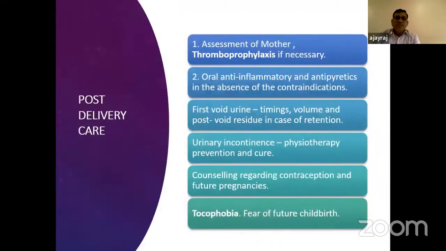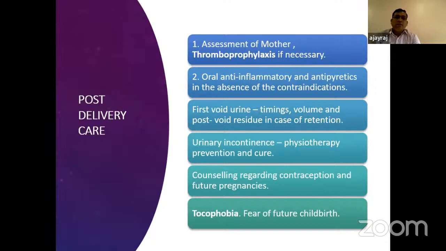So, post-delivery care is also an important part. Assessment of the mother: vitals, then the uterine action, PPH, any lacerations, thromboprophylaxis if necessary, in cases where the patient is obese or has complications or other medical conditions. Then oral anti-inflammatory and antipyretics in the absence of contraindications.